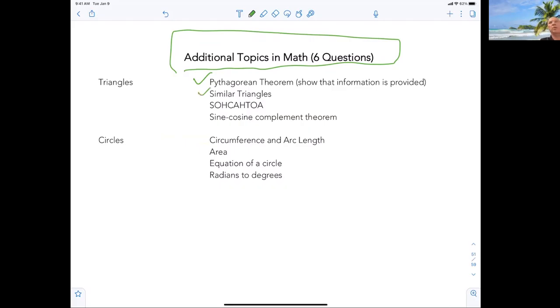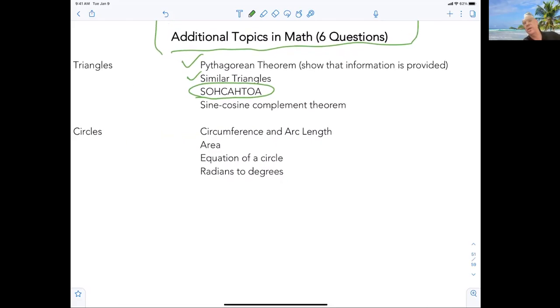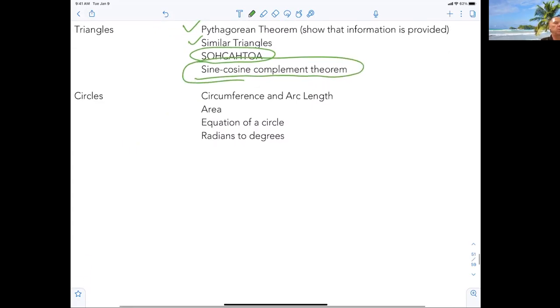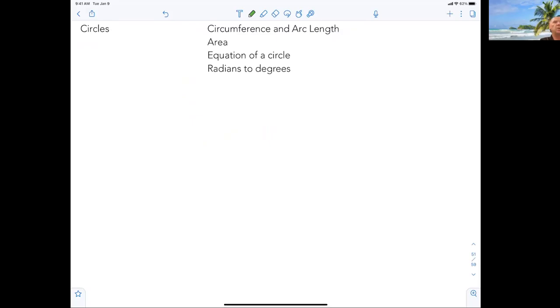Similar triangles are hard because a lot of people feel like they haven't had geometry in a while, but similar just means setting up a proportion, and most kids can set up a proportion. Then there's basic trig. I do want to mention this because I only have a few minutes and I feel like this is valuable: the sine and cosine complement theorem. Most people don't remember this, but in pre-calculus, this is what they call cofunctions. So if somebody says sine of theta, that's always equal to the cosine of 90 minus theta.